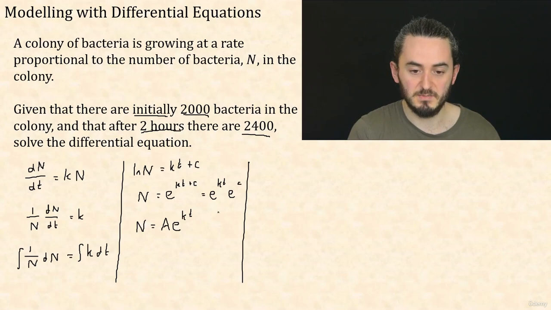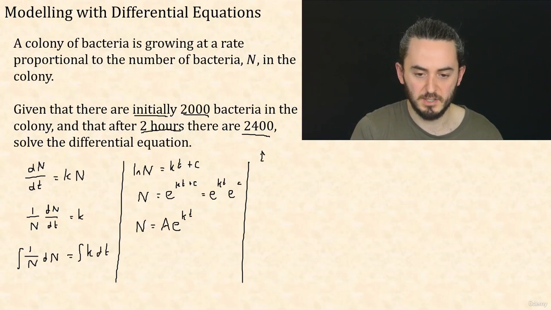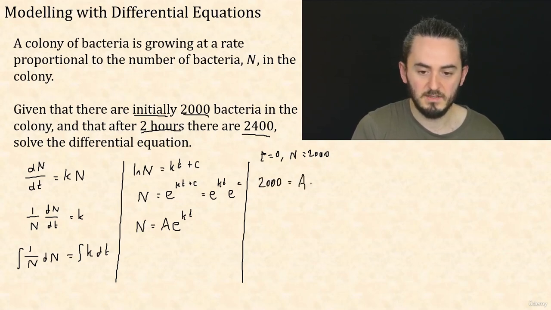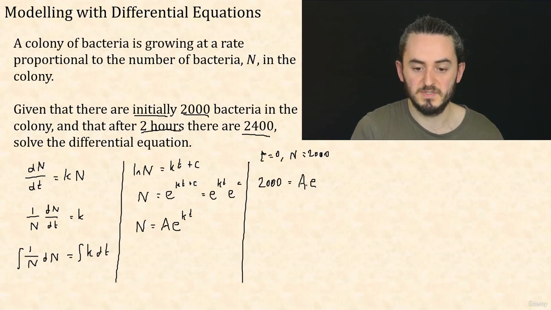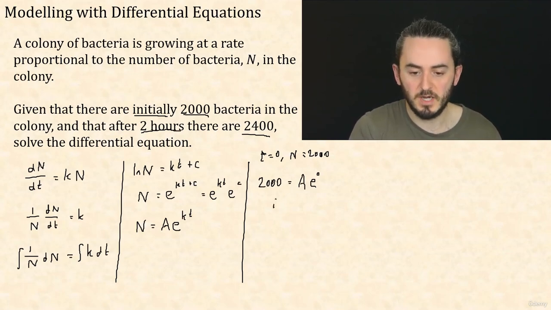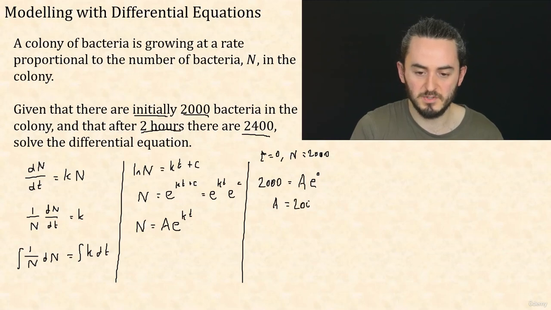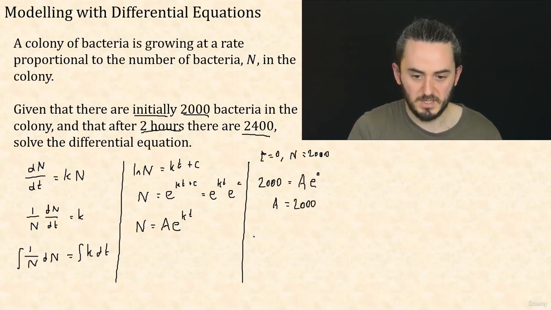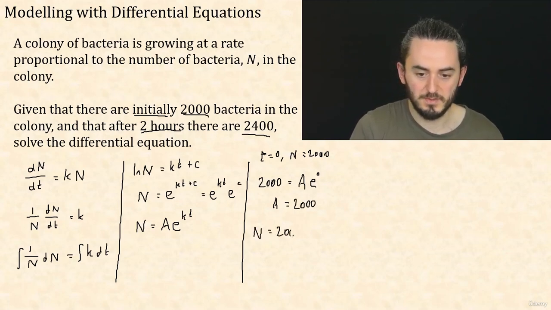The first one is really easy because initially means when t equals 0. So when t equals 0, n is 2,000. I could just take a note of that. When t equals 0, n is 2,000. So I know that 2,000 must equal a times e to the 0k. Well, e to the 0 is 1, so I now know that a is 2,000. So that's good. I now know that n equals 2,000 e to the kt.